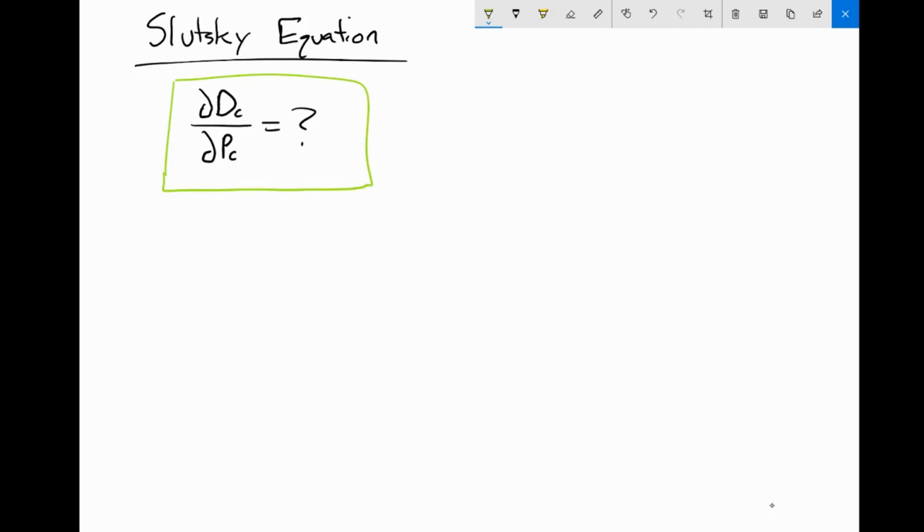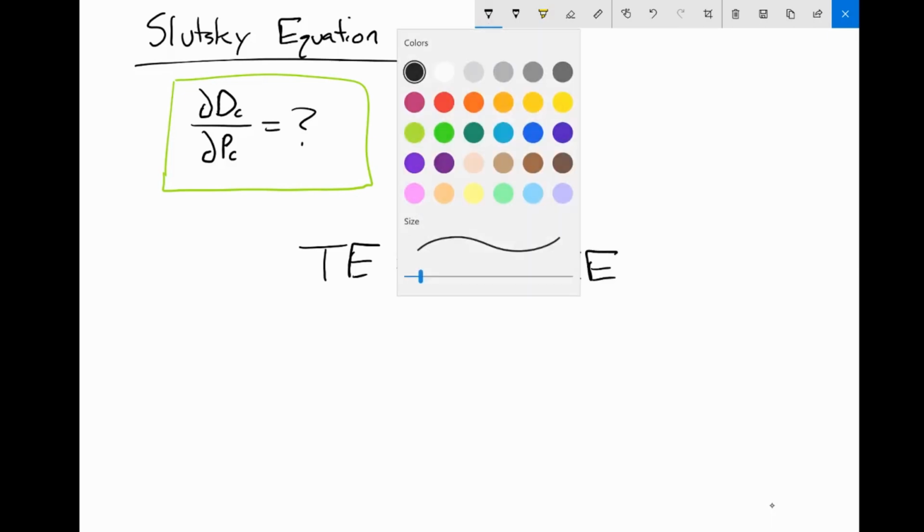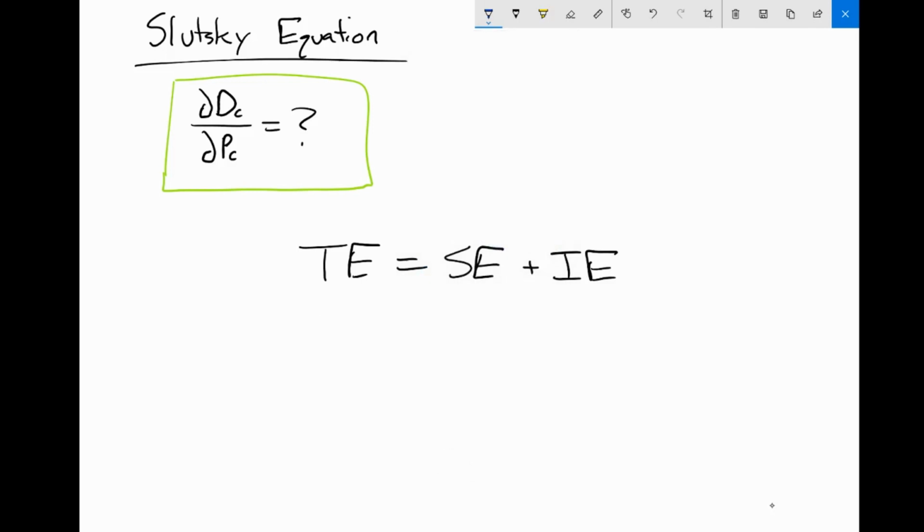We've talked about in the last lecture that the total effect of a price change is equal to the substitution effect of a price change plus the income effect of a price change. The total effect is the derivative of demand for coffee with respect to price. So what we're going to fill in is the mathematical expressions for the income effect and the substitution effect. That's the goal for today. But we need to fill in some background or foundation first. Okay, so this is the goal for today.